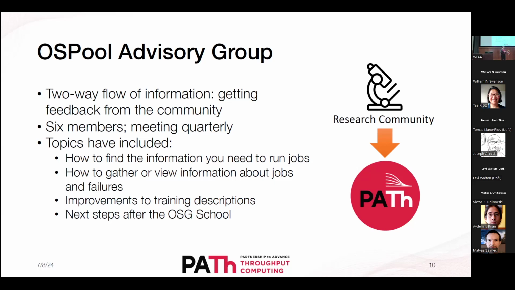We have 6 members, we've met twice so far, and have covered some basic topics like how do you get information to get started? How do you troubleshoot your jobs? And they've given us really good feedback about our training and the OSG school that we have turned into action items that we're incorporating into how we do things.